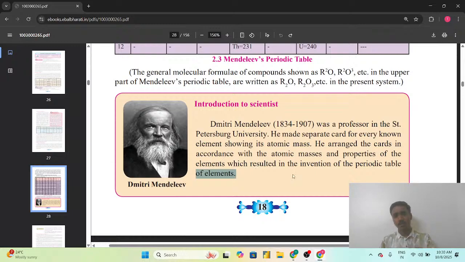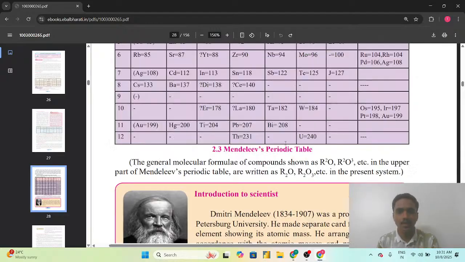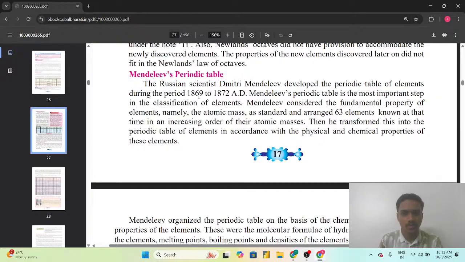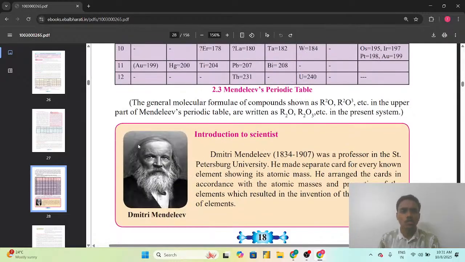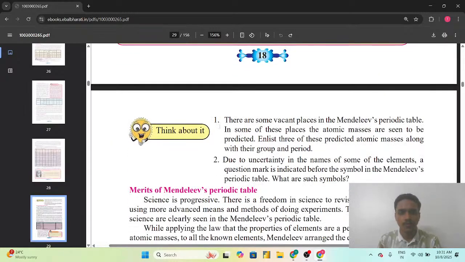और जैसा कि हमने देखा कि according to the consideration of atomic masses as the fundamental property, Mendeleev was able to classify all the elements which were known at that time period. As we have seen, he proposed the periodic table in the era of 1869 to 1872, and he was able to classify all the 63 elements in the periodic table. So, as we have seen about this, we have the question: think about it.